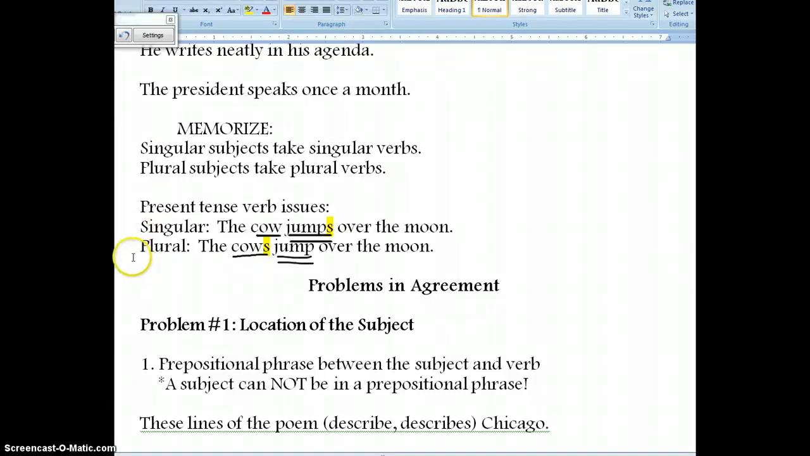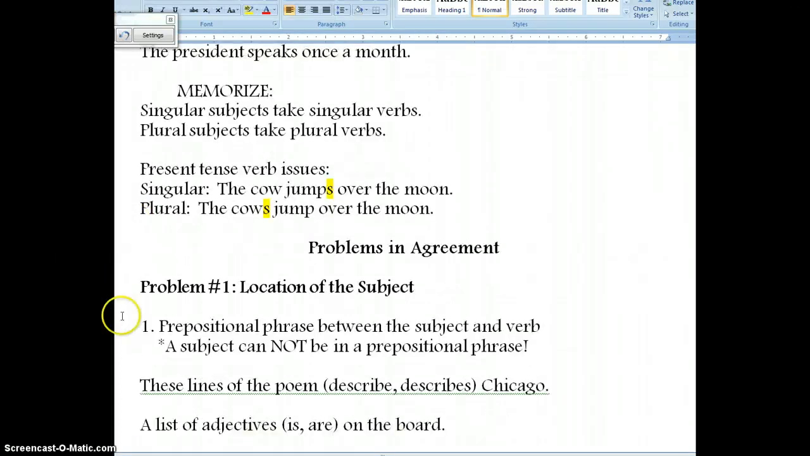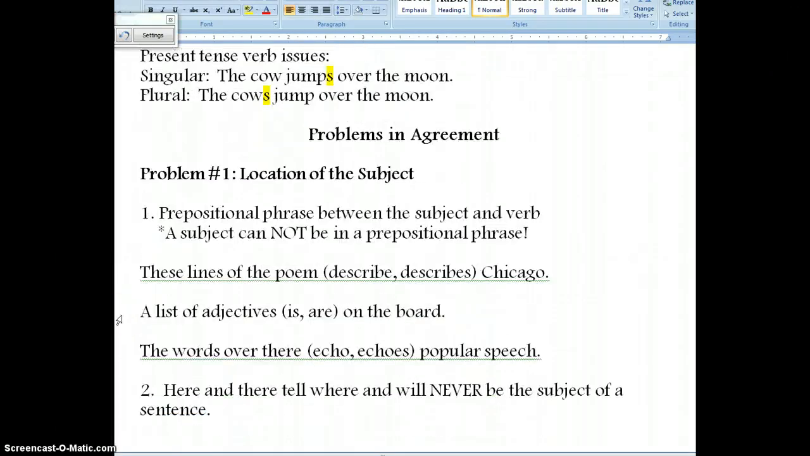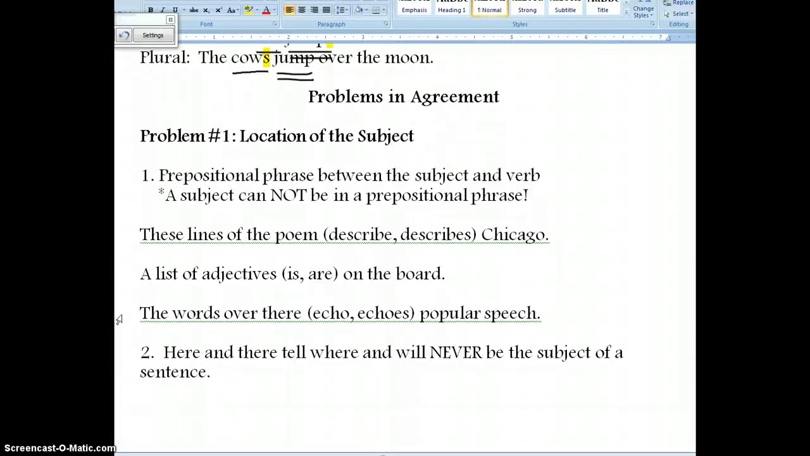All right, I'm going to go ahead and hit the first problem in agreement, and that is the location of the subject. Now, we just spoke about where the subject usually comes in a normal sentence order. Normal sentence is subject and then the verb. However, sometimes you might have a prepositional phrase between the subject and the verb. Okay? And then that can make it very confusing as to what verb you should choose.